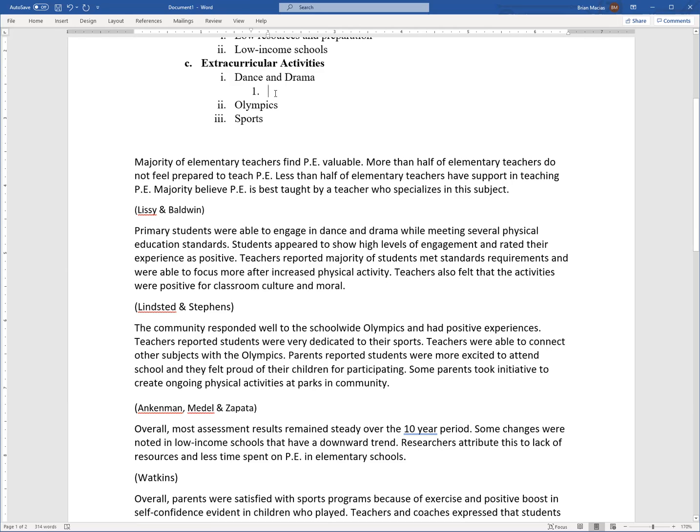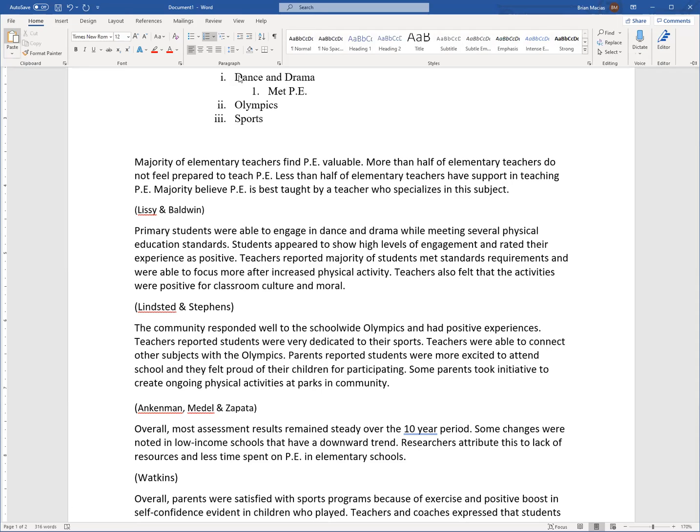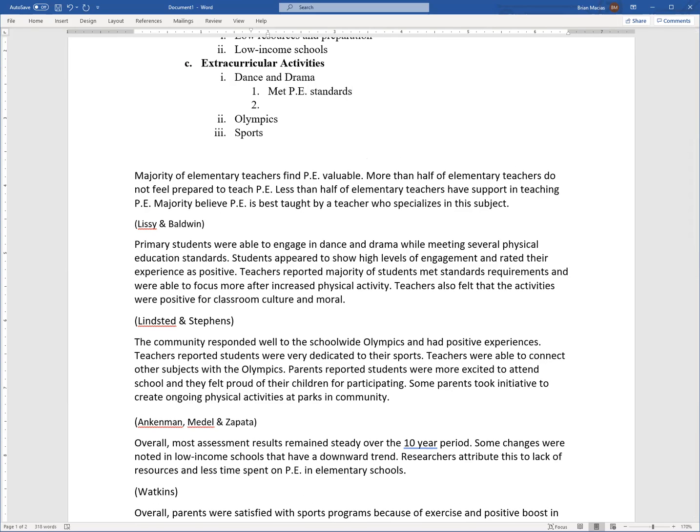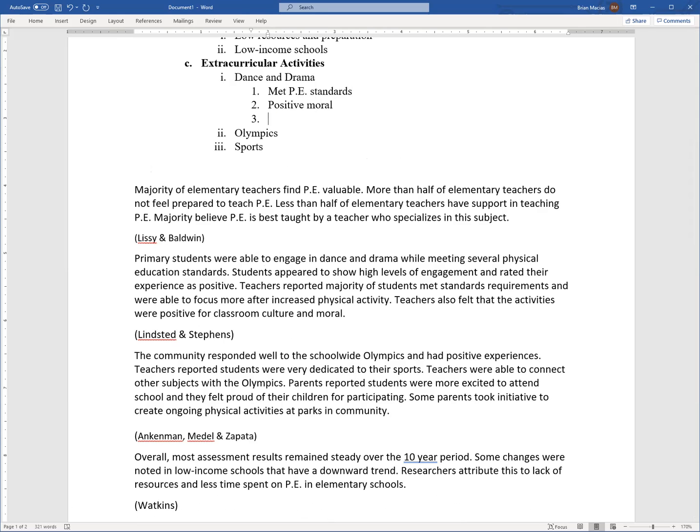Okay, so let's go ahead and list some of those things. I'm just going to paraphrase, right? Met PE standards. Positive morale. And we also said, let's see, more students were able to focus after increased physical activity. Ah, that's nice. Okay, so we've got some ideas from that one.